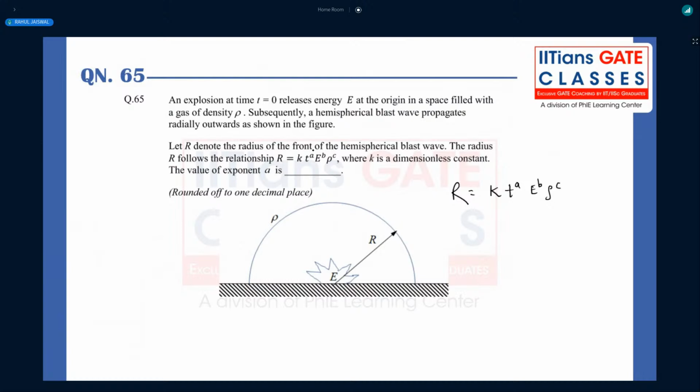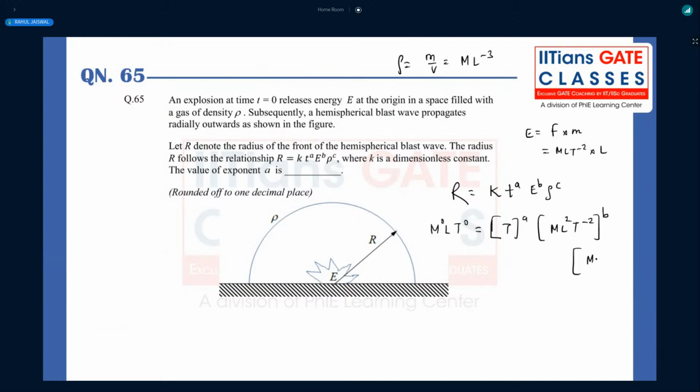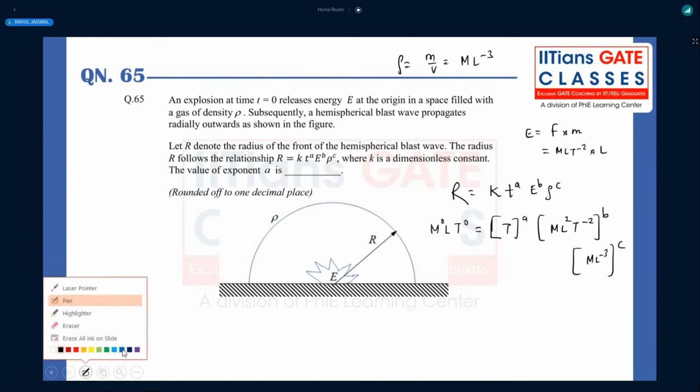So directly we can just equate the dimensions. Radius is M^0 L T^0, right? K is a constant. Now what is the time? T to the power A. Energy is what? Force into distance. So that is nothing but M L T^-2 into L. So this will be M L^2 T^-2, all to the power B. Density will be what? Mass by volume. So this will become M L^-3, to the power C. If you compare the respective M, L, T powers, you will get the answer.